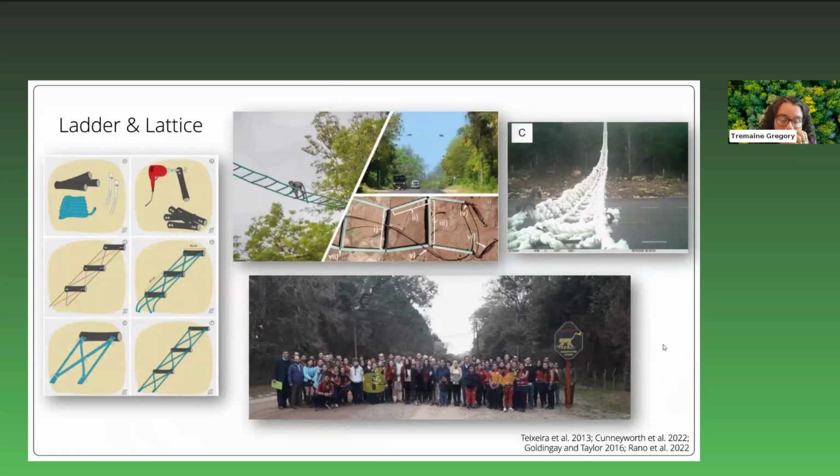And then a lot of examples are ladders and lattices. So here you can see an example from Kenya, which is super cool, where this is spanning a pretty busy road. Animals are crossing on these ladder structures. At the bottom is an example from Argentina, where a group of students, children from a school, built a bridge that was very successful. Okay, next.